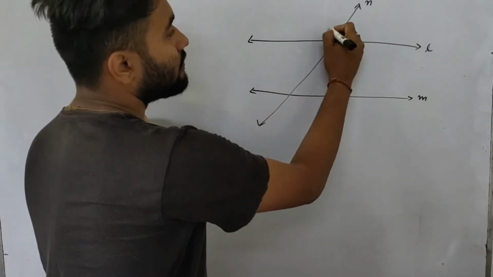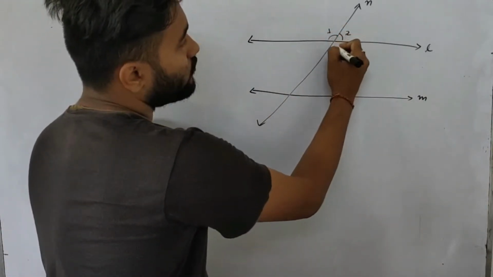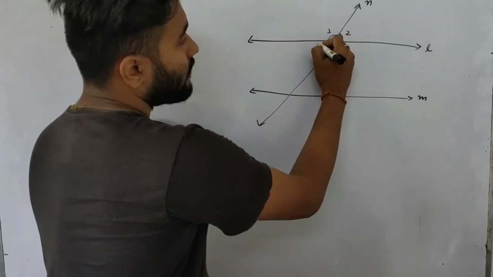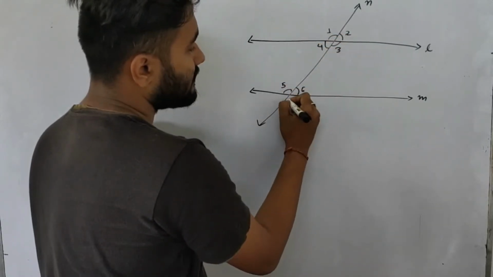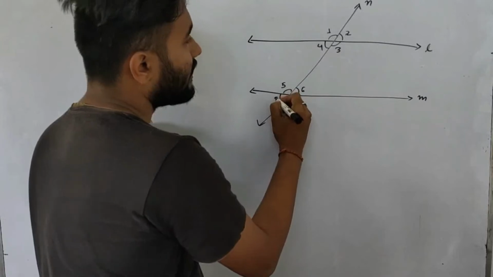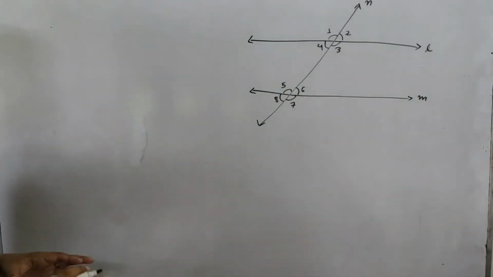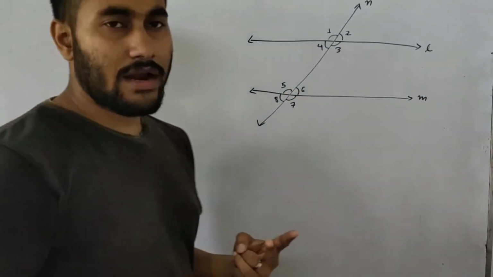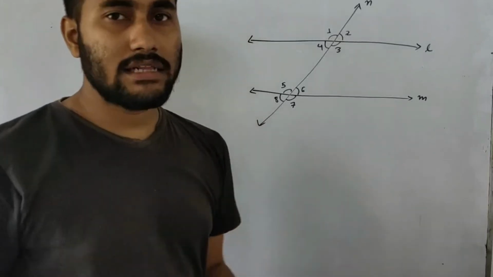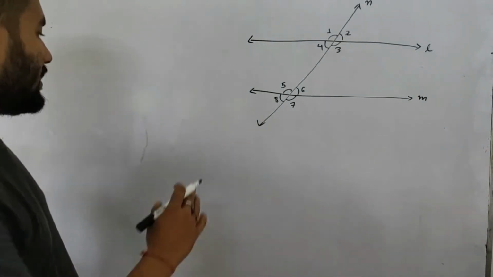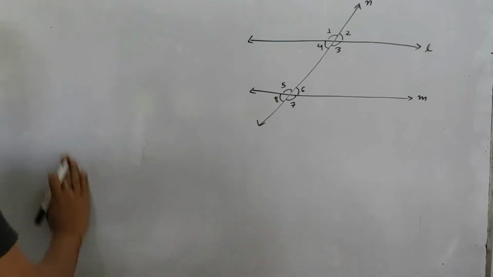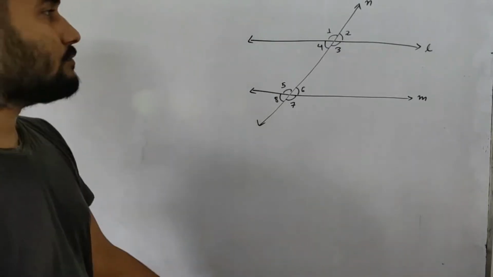This is angle 1, this is angle 2, this is angle 3, this is angle 4, this is angle 5, this is angle 6, this is angle 7 and this is angle 8. So if a transversal intersects two parallel lines or two straight lines, 8 angles are formed. Over here we will discuss parallel, so I will say parallel. But if it intersects two straight lines, then 8 angles are formed.